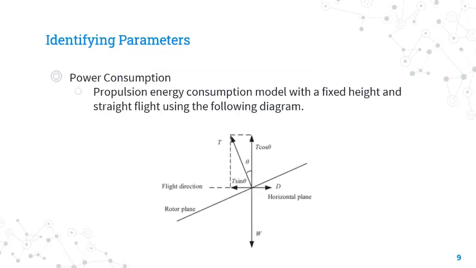The third parameter to be calculated is the power consumption, or the power required to keep the UAV in flight for a certain duration of time. We refer to the image here, which shows all the forces acting on a UAV when it is in flight. Here T shows the rotor thrust, which is normal to the disc plane. D is the fuselage drag, which is in the opposite direction to the aircraft velocity. W refers to the UAV weight, and theta is the tilt angle of the rotor disc.